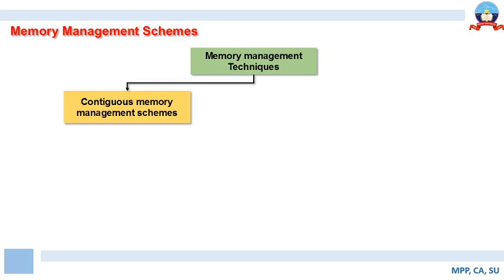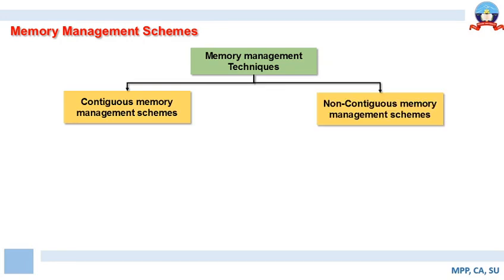In today's class, we will talk about memory management schemes. There are different types of memory management schemes that may be pursued by an operating system based on its requirement. The different types of memory management schemes are broadly classified or categorized into two identifiable categories. The categories are contiguous memory management scheme and non-contiguous memory management scheme.